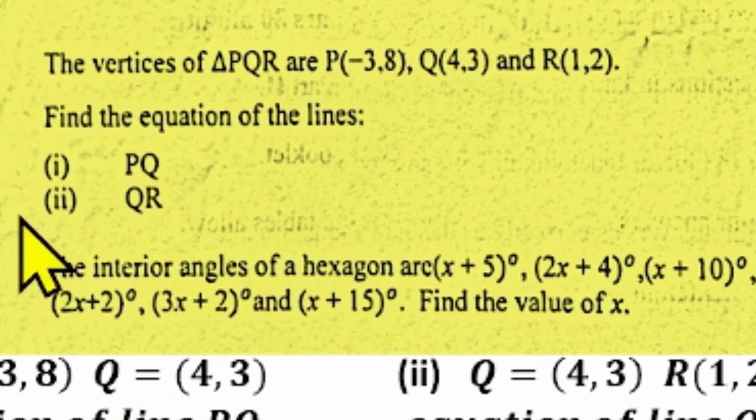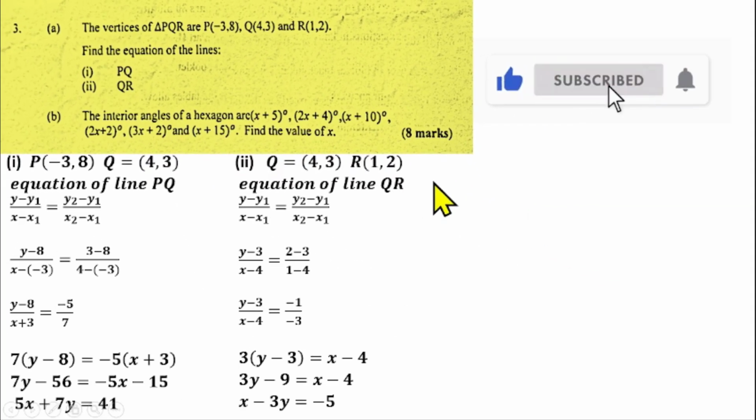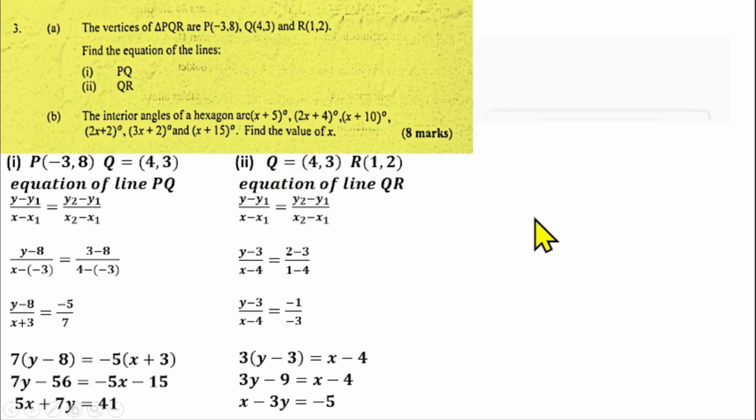Then for question number 3b, we are told that the interior angles of a hexagon are x plus 5, 2x plus 4, x plus 10, 2x plus 2, 3x plus 2, and x plus 15. We have to find the value of x. So these are the interior angles of a hexagon. So if you add all these interior angles together, it's supposed to be equal to the sum of the interior angles of a hexagon.